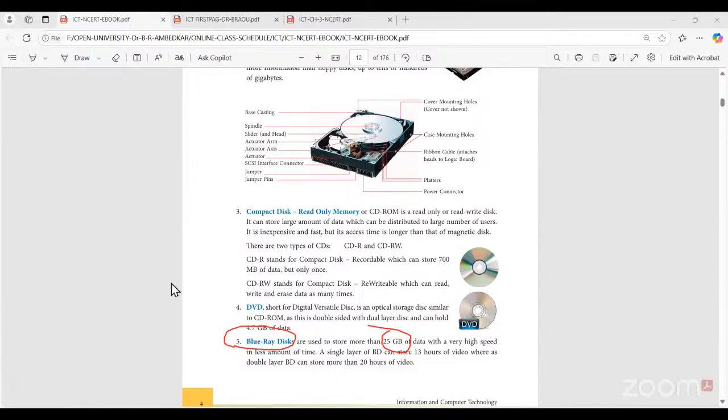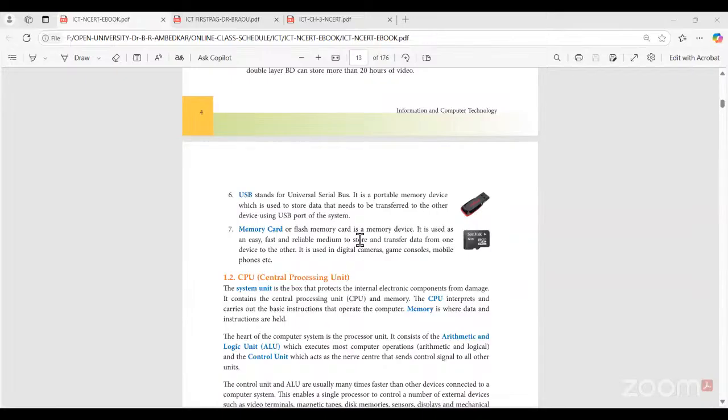Next one is USB, pen drive, then memory card. All are these kinds of devices. So we have discussed input devices, output devices, and storage devices. These are the kinds of devices there are. Not only these, there are so many kinds of devices. Based on your interest, you can explore.